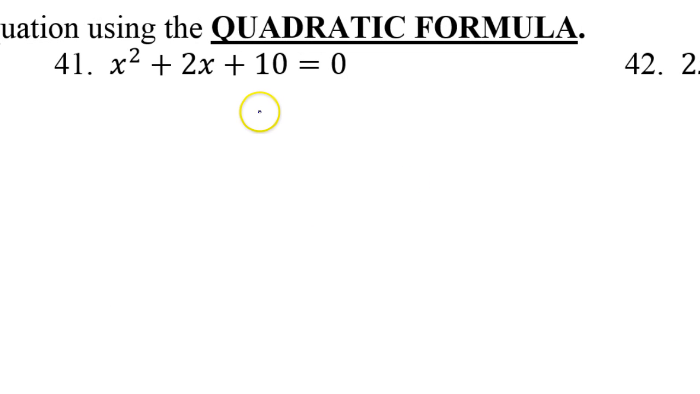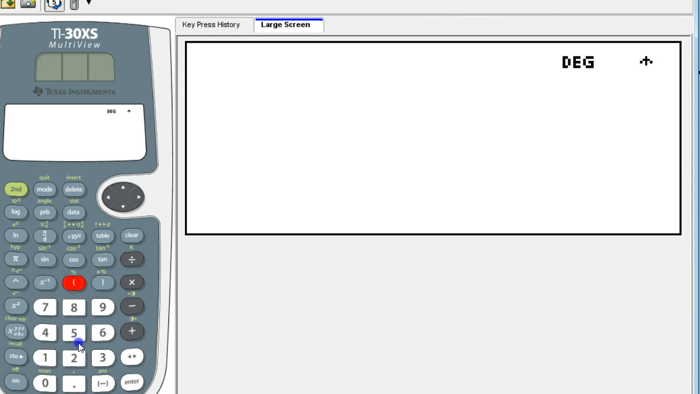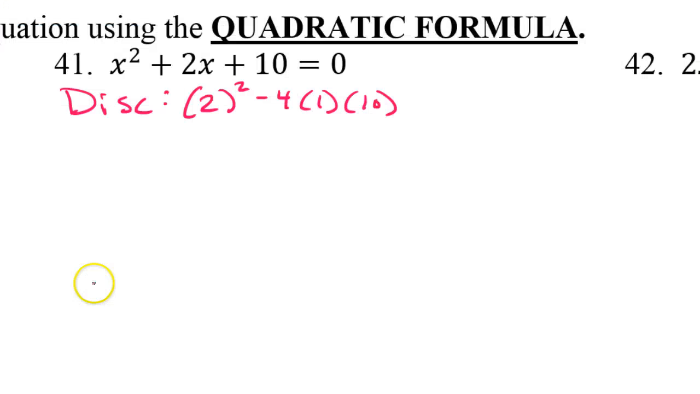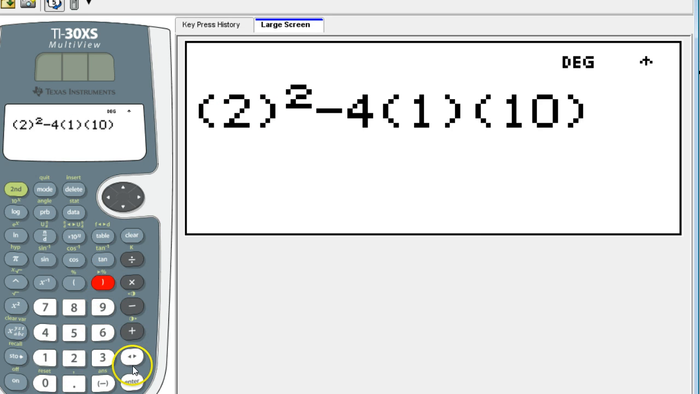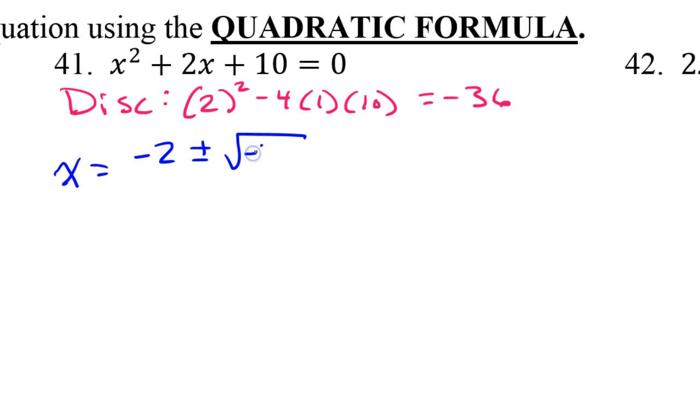Let's take a look at number 41. Again, the first thing we will do is calculate the discriminant. That's b squared minus 4ac, and that is negative 36. So that means the solution is going to be the opposite of b, so negative 2 plus or minus the square root of negative 36, there's my discriminant, all over 2a.